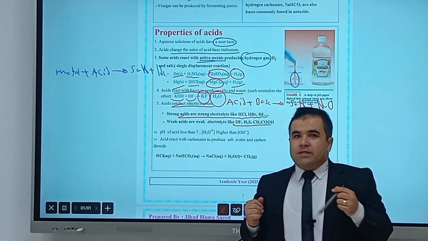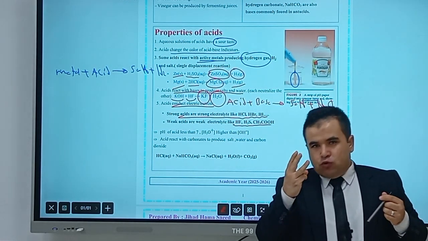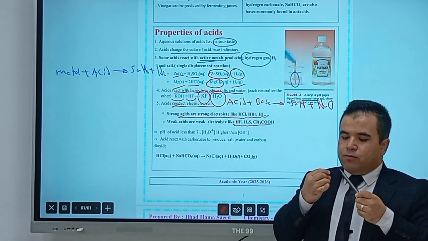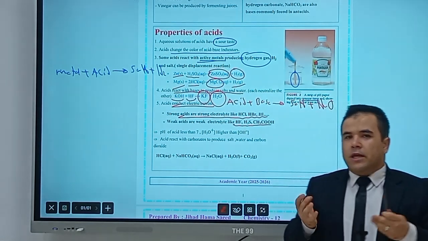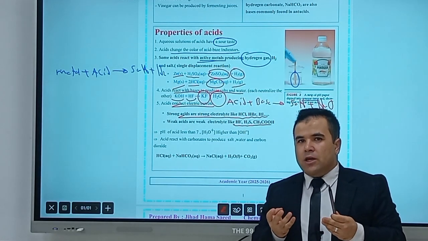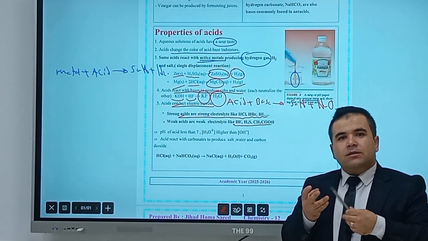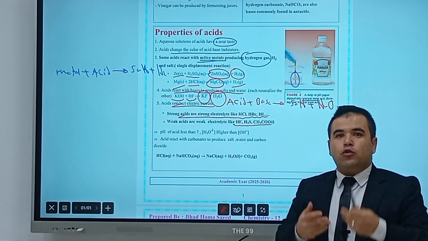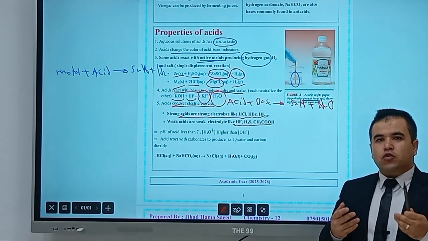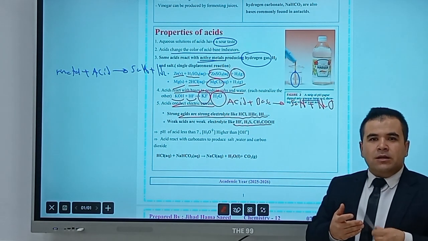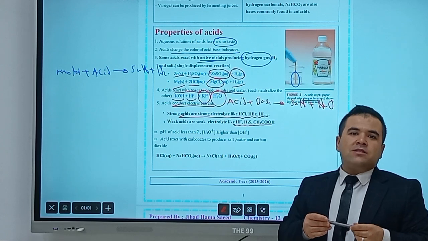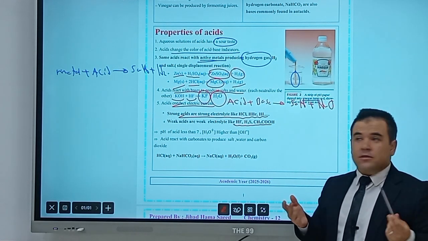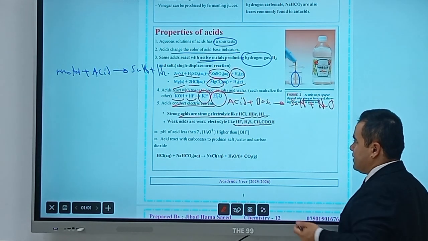Among these five properties, guys, three of them are common with the bases. We'll be talking about them also in the bases. The first one is conducting electricity, because both solutions of the acids and bases conduct electricity due to the ions existing in their aqueous solution. Second, they both react with each other. The acids react with bases, and the bases react with the acids to produce H2O and the salt. The third one is that the acids and bases both change the acid-base indicators. They have these three common properties.